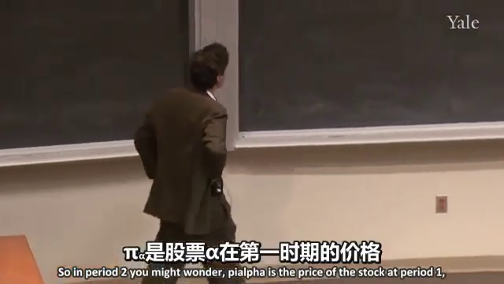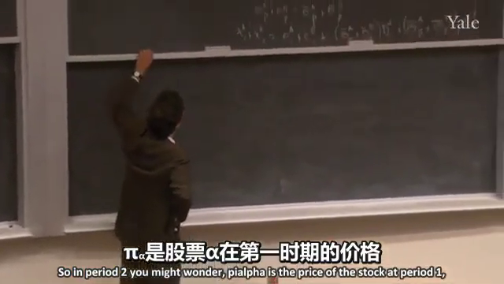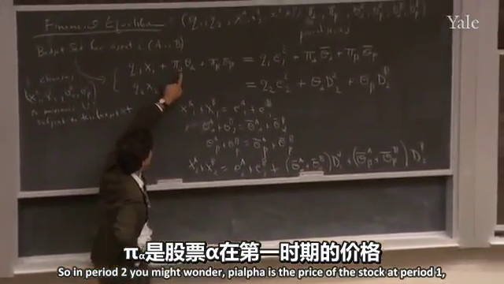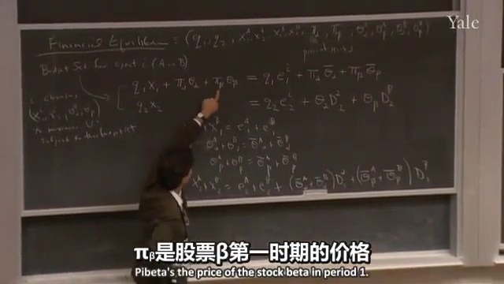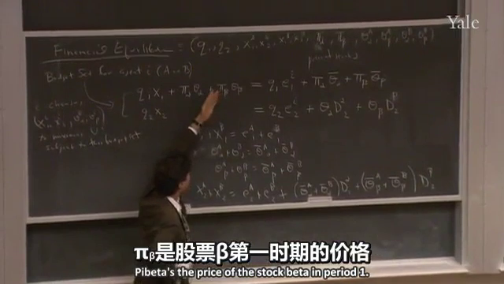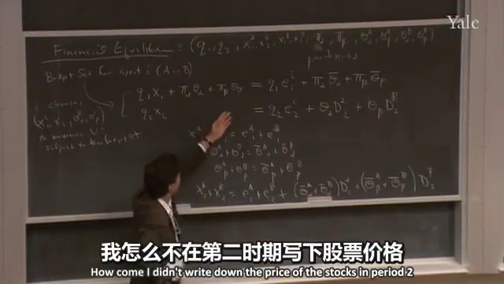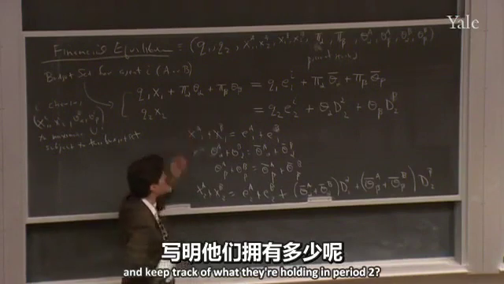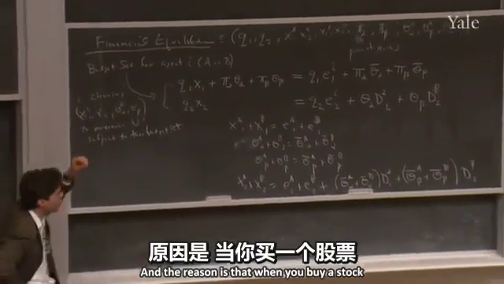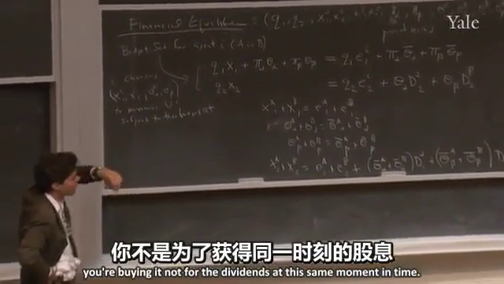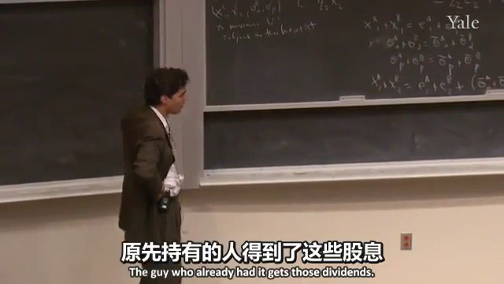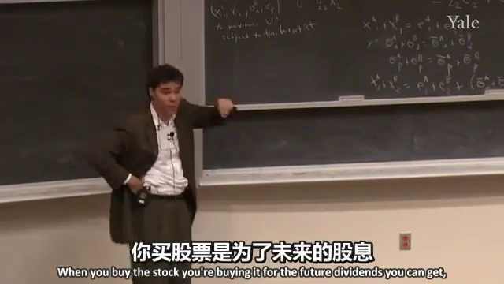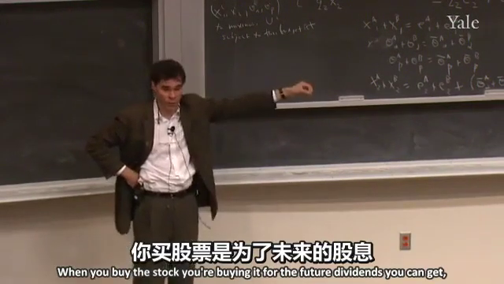Okay, so in period 2, you might wonder, pi alpha is the price of the stock alpha in period 1. Pi beta is the price of the stock beta in period 1. How come I didn't write down the price of the stocks in period 2 and keep track of what they're holding in period 2? The reason is that when you buy a stock, you're not buying it for the dividends at the same moment in time. You don't get those dividends. The guy who already had it gets those dividends.